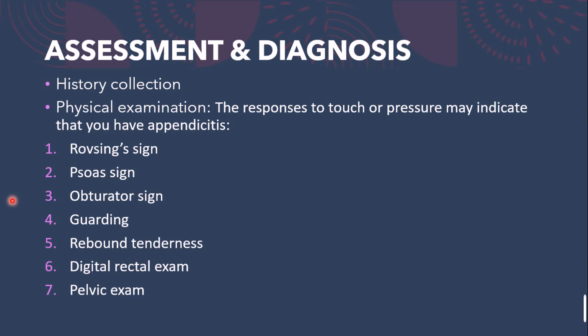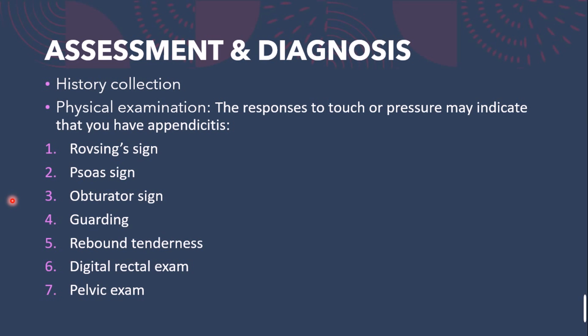In the physical examination, the nurse has to assess a lot of things: Rovsing's sign, psoas sign, obturator sign, guarding, rebound tenderness, digital rectal exam, and also a pelvic exam will be done for an appendicitis patient. These seven things are usually asked for 5 marks and 2 marks questions separately, and they will not just ask you to write about appendicitis, but about the diagnostic criteria of appendicitis. In that you need to write all these signs you are performing on the patient to find out appendicitis. I will take another class only on these tests and physical examination in another session.